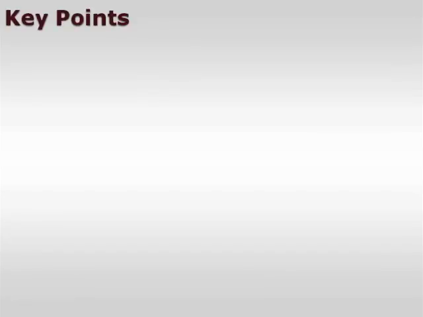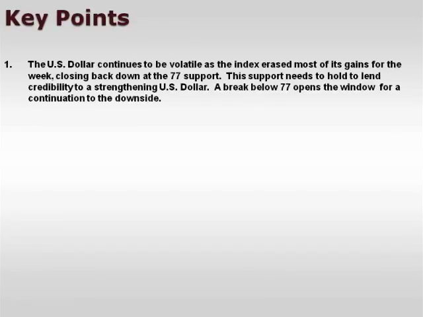Let's take a look at a few of our key points. First of all, the US dollar index continues to be volatile as the index erased most of its gains for the week, closing back down at the 77 support. This support needs to hold to lend credibility to a strengthening US dollar. A break below 77 opens the window for a continuation to the downside.